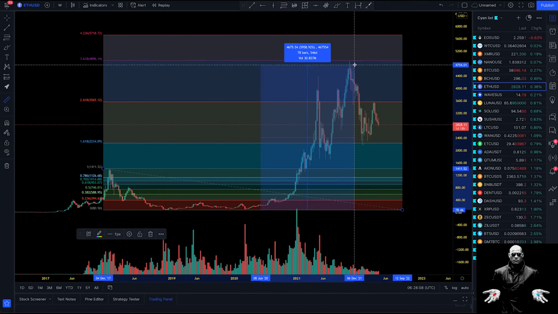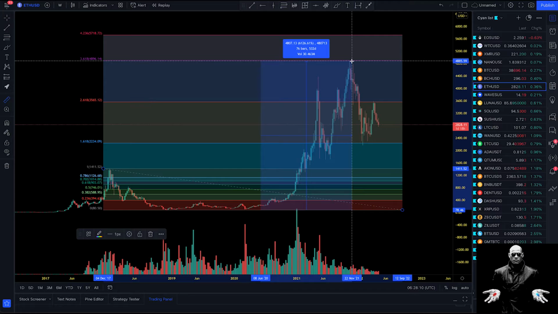Guys, let's not forget, Ethereum has had a wonderful run. From the bottom of the market, Ethereum rose over 6,000%. That is really crazy. If you had $1,000 at the bottom of the market, you bought $1,000 worth of Ethereum, you had over $60,000 worth of Ethereum on the 22nd of November 2022 when the market was topping.